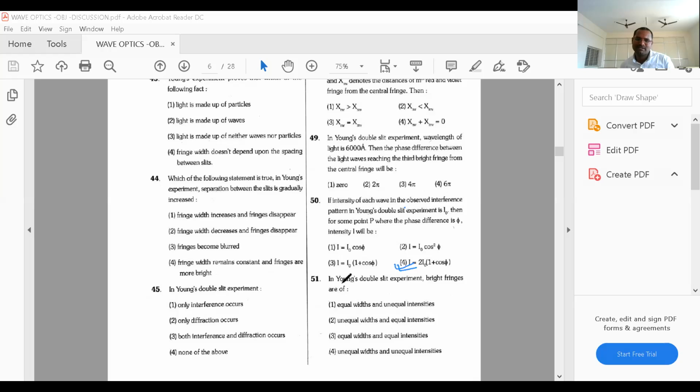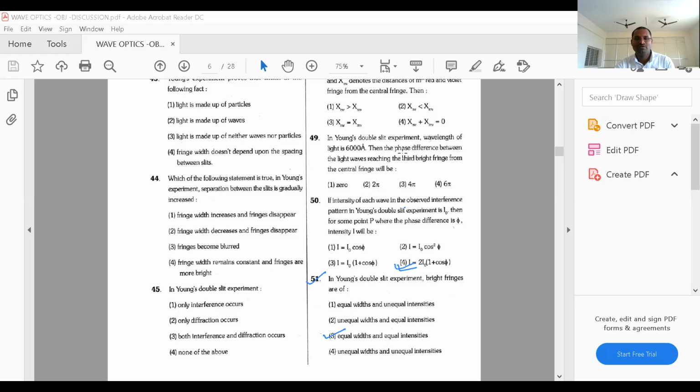Next, in YDSE, all the fringes are of equal width and equal intensity. Important. This option 3 is the right answer. Whereas in diffraction, the central fringe will be double the width and double the intensity, and the remaining fringes will be of unequal width and unequal intensities. Whereas in interference, all the fringes are of equal width and equal intensities. These differences you need to remember. It is important. Clear?